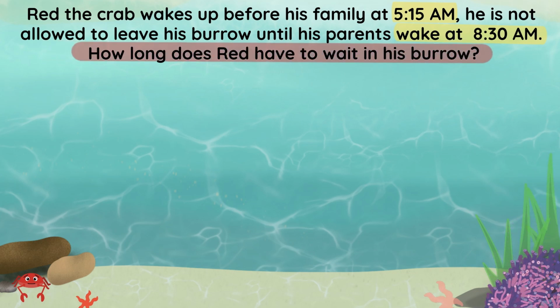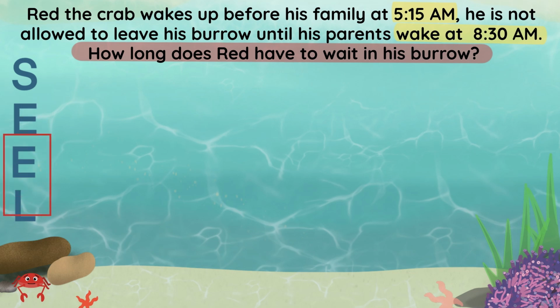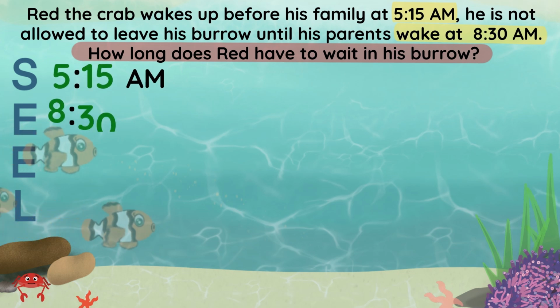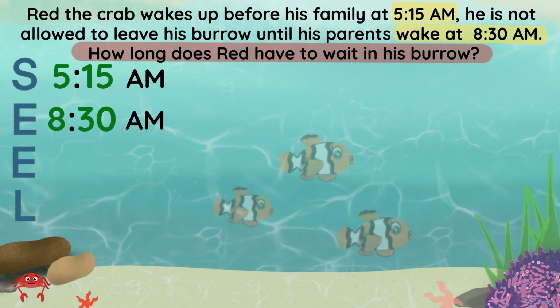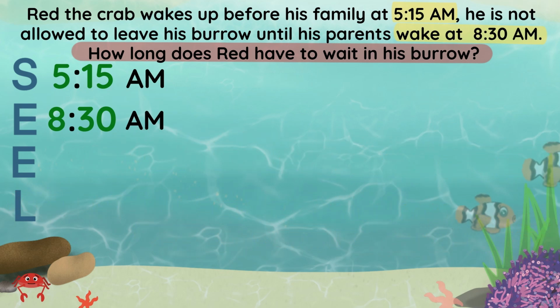According to the acronym SEEL, we need to identify the start time, end time, and elapsed time. In this problem, Red wakes at 5:15 a.m. and is allowed to leave his burrow at 8:30 a.m. Now that we have that written, we can easily see that we are missing the elapsed time, or total time that Red has to wait.